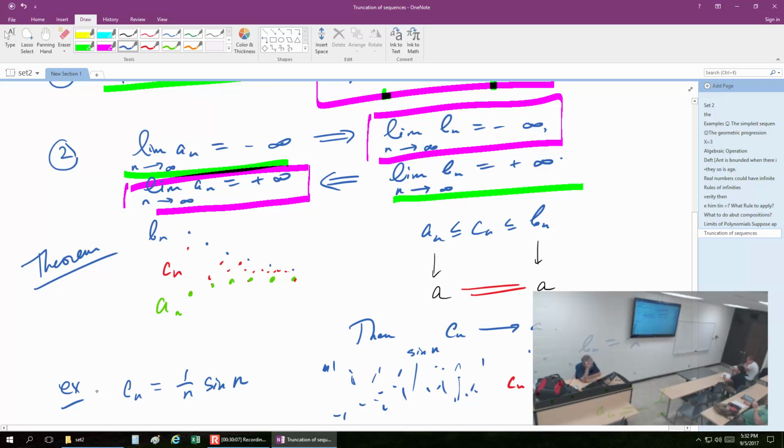So the standard name is the squeeze theorem. Another one is the sandwich theorem. And it's also called the two policemen theorem. It's a popular theorem because it proves convergence, which is sometimes hard.